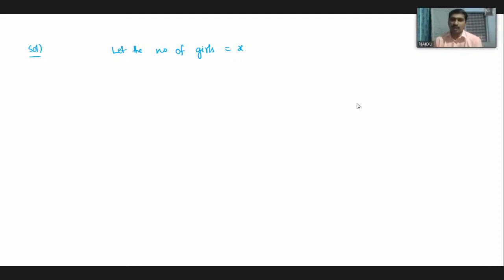So here I started with number of girls equal to x, and number of boys equal to y. Now total students will be how much? Total students, generally boys plus girls, so x plus y will be the total number of students. And one more important piece of information is given: among the total, 25% are girls. So the number of girls is equal to 25% of total students.